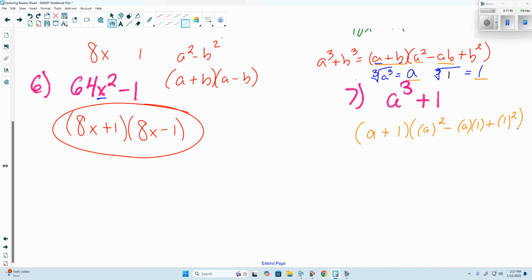Questions on those here? So all we really did was go through and replace A with its term, B with its term. Now we just need to simplify. Now the first set of parentheses, the a plus 1 here, is just going to be a plus 1. That is as simplified as it gets. Our next thing to simplify is a squared. Well, that is just a squared. Minus a times 1 is a. Plus 1 squared is 1. That's it.